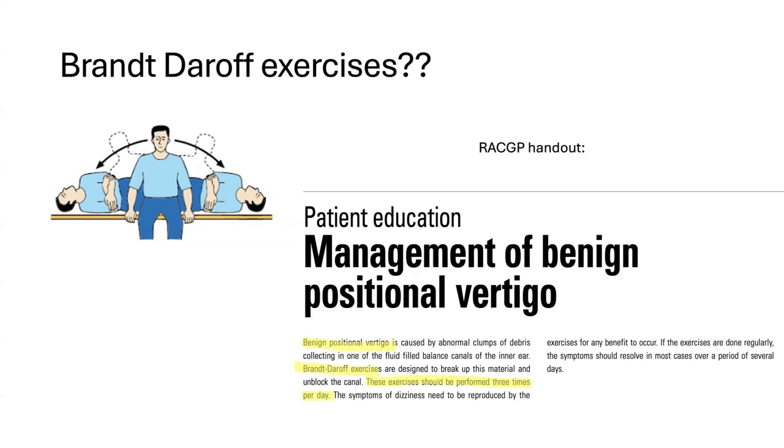However, a lot of people get given it as a BPPV exercise. So I jumped online, and the RACGP has this as a handout. It says, well, it's simplified for patients, but for benign positional vertigo, to do the Brandt-Daroff exercises, and these exercises should be performed 3 times a day. So it's being recommended at a reasonably high level.